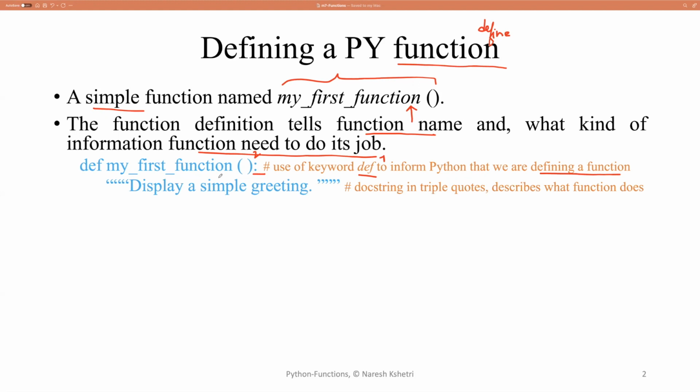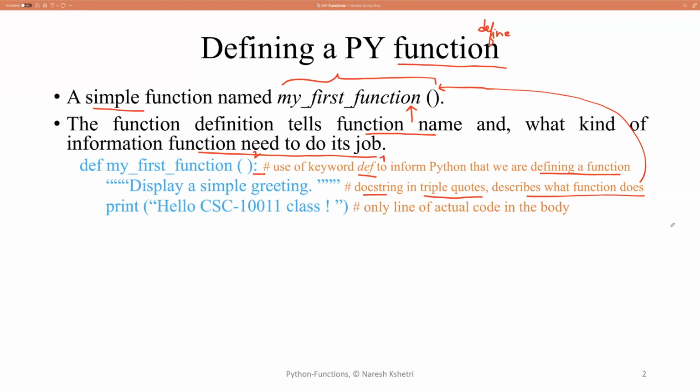Then we have triple quotes. As we know, we use these for comments, but here they have a special use in the function, called a docstring. A docstring just describes what our function does. It's like a comment we use generally in a program, but in a function we use it as a docstring. Then we have a message, where we print hello. That is the actual line of code. Although we have only one line of code, it can be several lines as we go further.